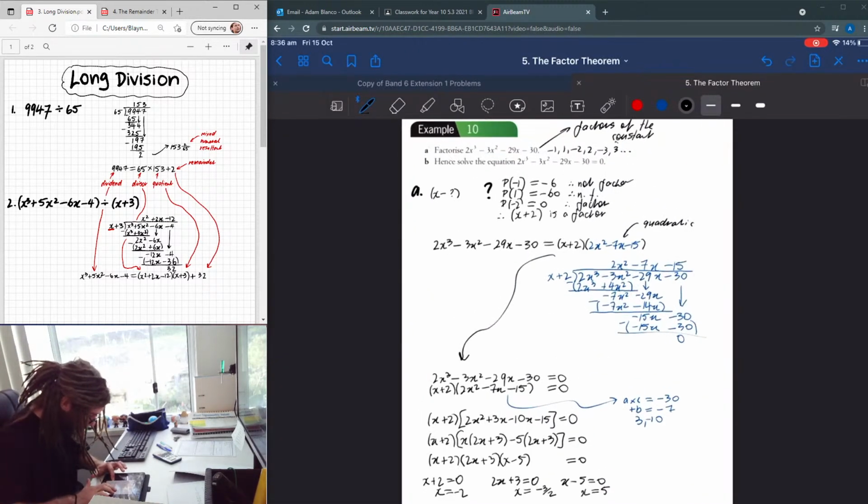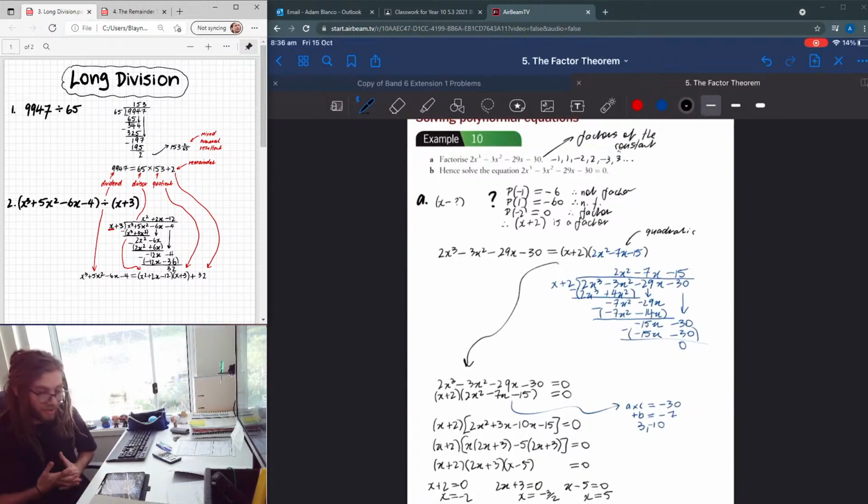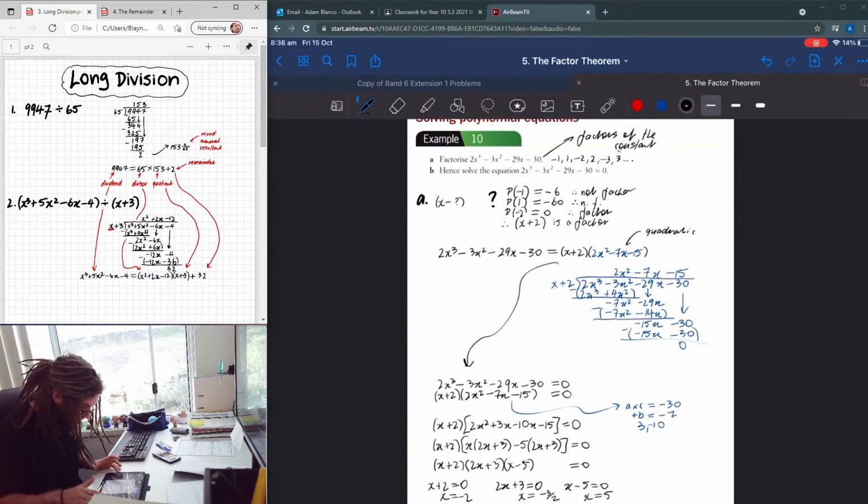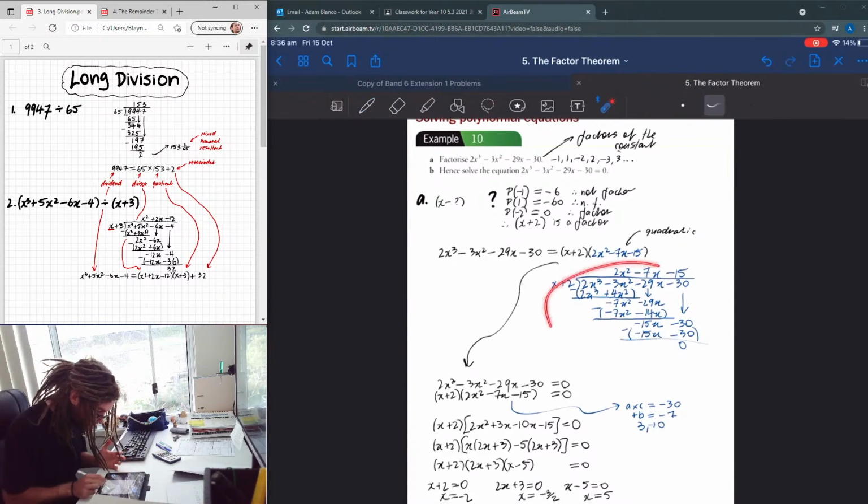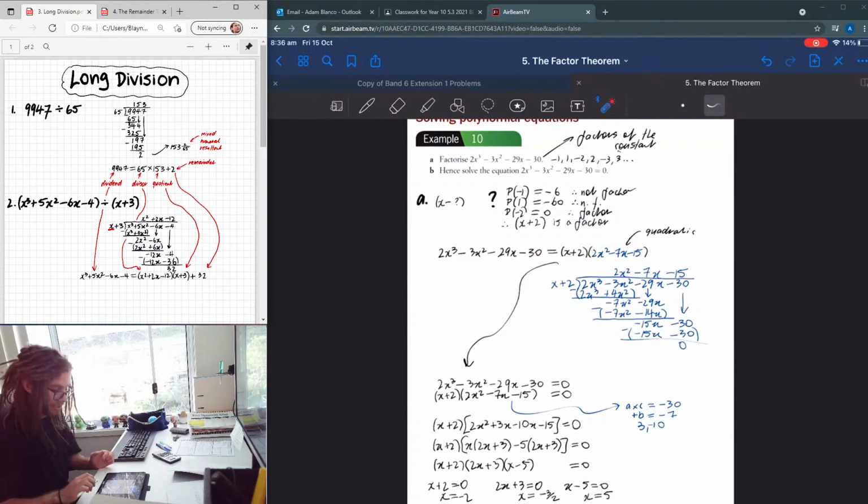You want a full page of working out for a question? You got it. But how cool is that? It's so many things in one. Like, we brought long division into factorizing, into graphing, into, it's just so much. But I think it's really beautiful.